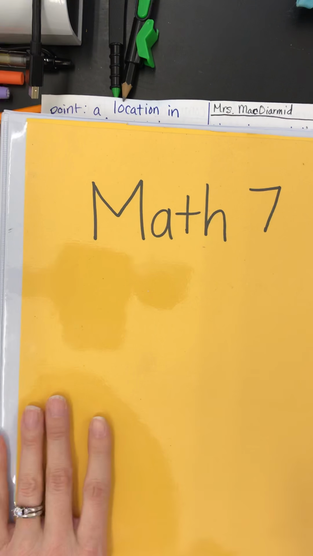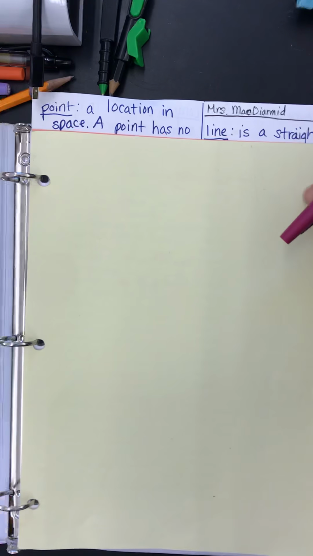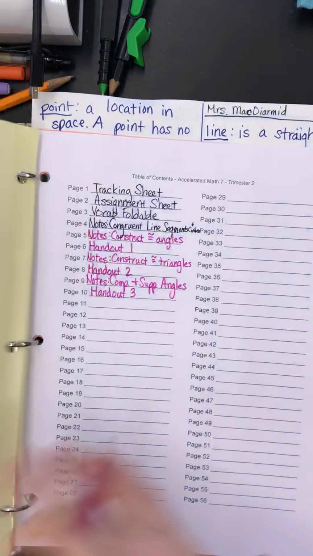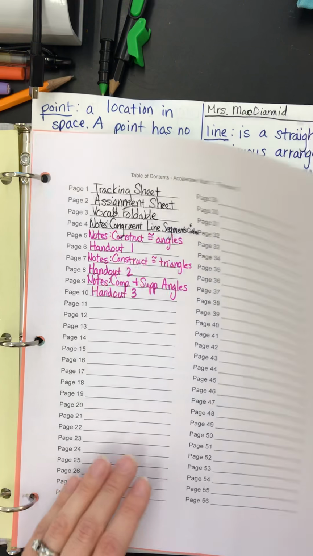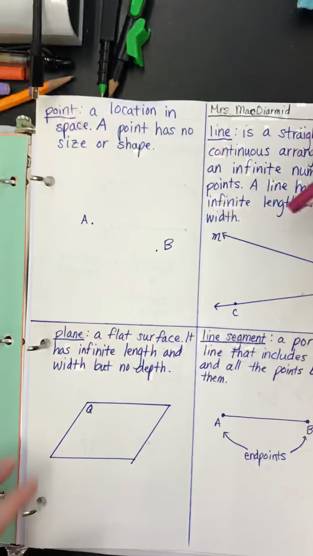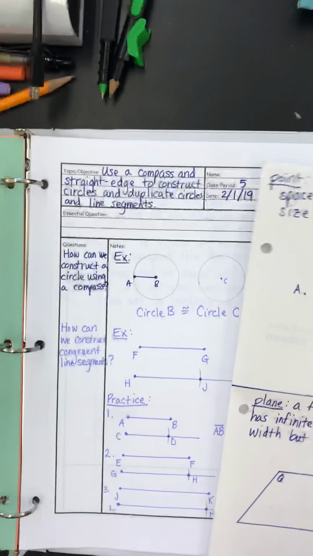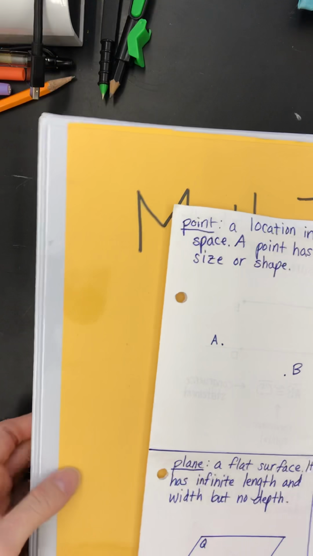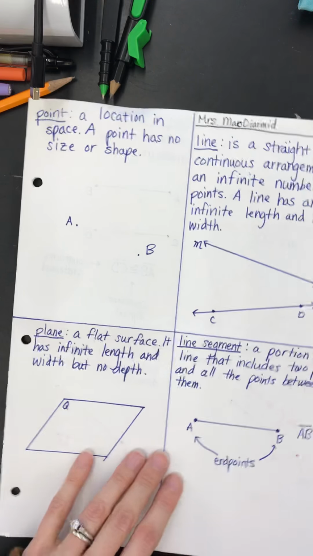All right, 7th graders, welcome back. We're going to go straight to our vocab foldable today. It's page 3. Today we're going to be talking about perpendicular angles, collinear angles, adjacent angles, and linear pairs. So we got some ground to cover here.